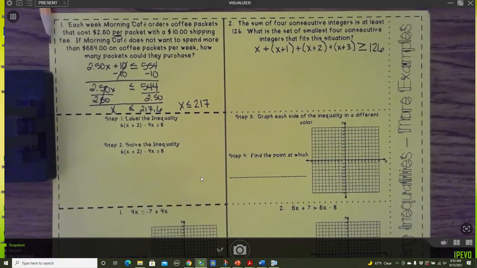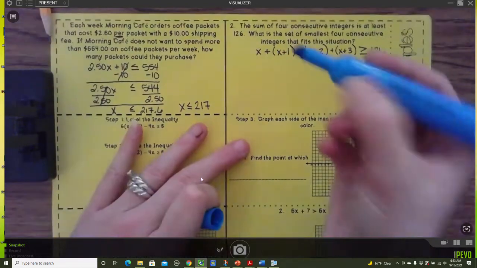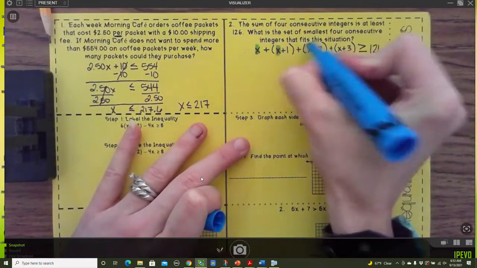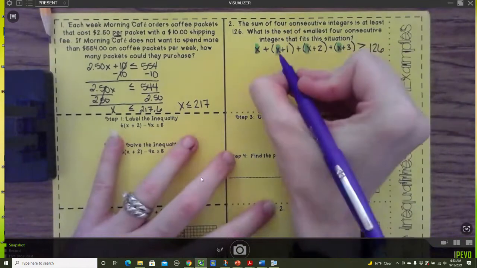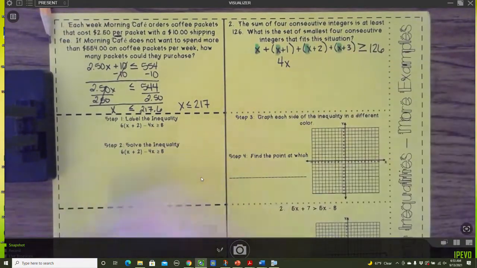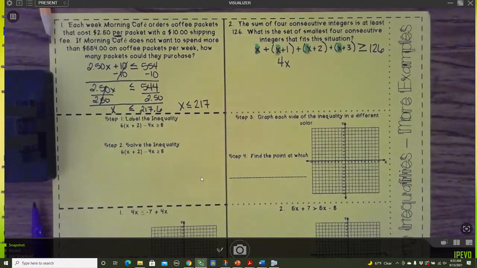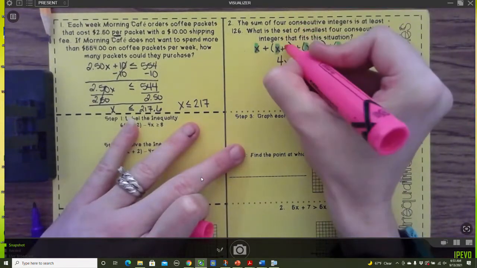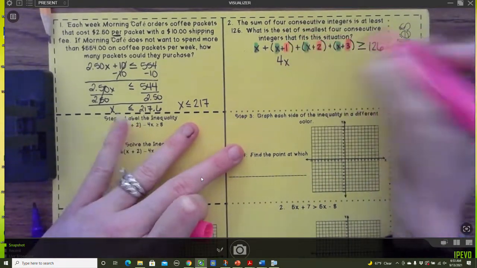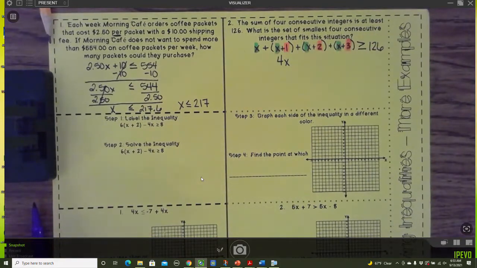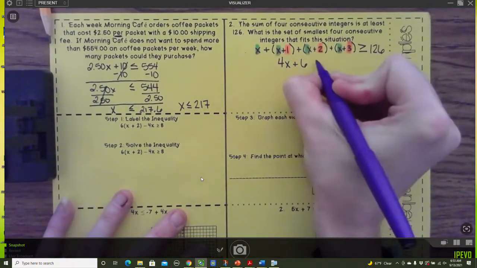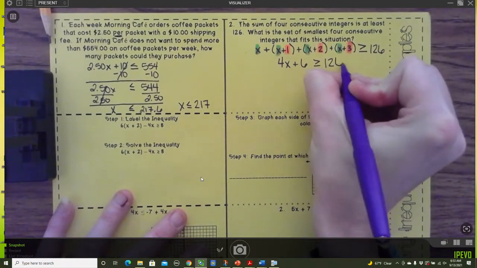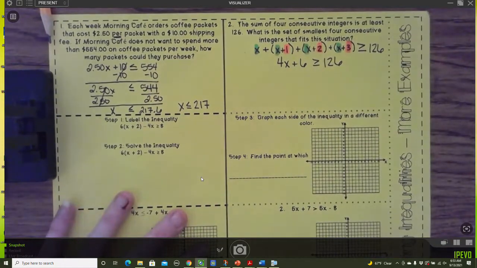So now what I can do is I can combine like terms. So all my x's can go together. So if I have 4 x's, I can write that as 4x. And then all my constants, I can combine those terms. So plus 1, plus 2, plus 3. 1 plus 2 plus 3 gives me a 6. And so always simplify your equations and inequalities before you try to solve.